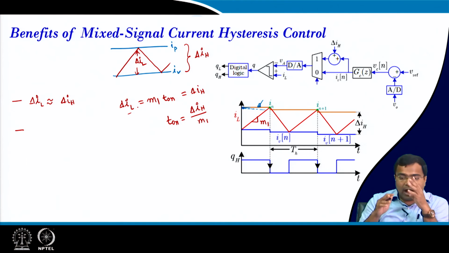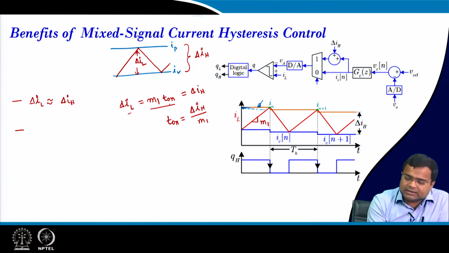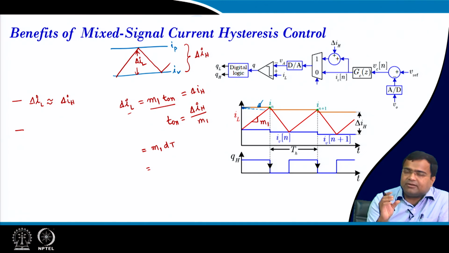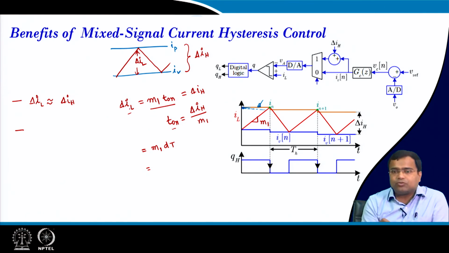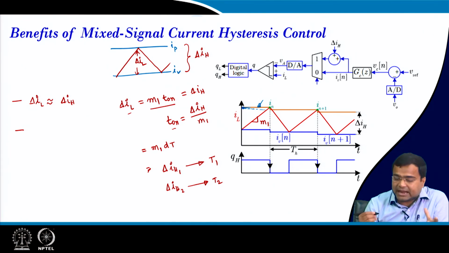Now, how can we relate the ripple with the switching period? In a buck converter, what is this M1? In regular fixed frequency we know it is M1 dt, and D is V0 divided by V in. We have to find out this on time. Let me say, if you have delta IH1 which gives us a time period of T1, then I can set delta IH2 which will generate my time period T2. Since I want to achieve the desired time period, delta IH2 by delta IH1 will be simply T2 by T1.